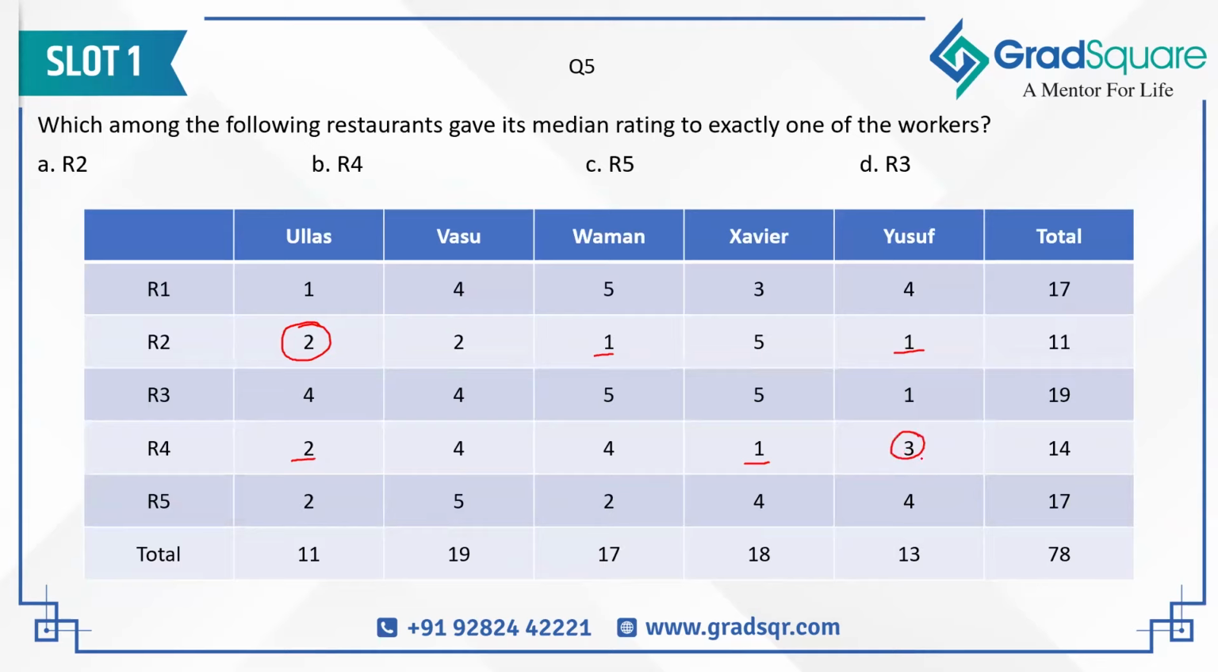But still, let's check option C and option D as well. For R5, lowest rating is 2. Second lowest rating is 2 also. Third lowest rating, which is the median, is 4. And 4 has been given twice. So R5 cannot be the answer. And for R3, similarly, lowest rating is 1. Second lowest rating is 4. Third lowest rating is also 4. So 4 is the median. So again, 4 has been given twice. So R3 cannot be the answer. So of course, the answer for question number 5 is option B, R4.